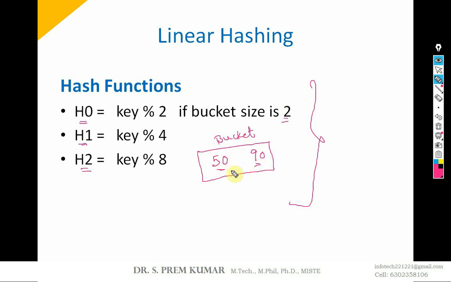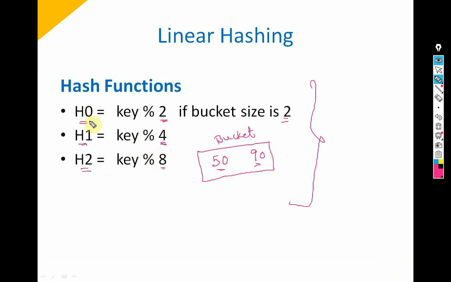Remember, when the bucket size is 2, you start the hash function with key mod 2. If the bucket size is 4, you start the hash function H0 with key mod 4. If the bucket size is 8, you start the hash function H0 with key mod 8. I hope it is clear. H0 is key mod 2, H1 is key mod 4, H2 is key mod 8, and if there is H3, that becomes key mod 16. Suppose if there is H4, this is nothing but key mod 32. It's getting doubled: 2, 4, 8, 16, 32 and so on.